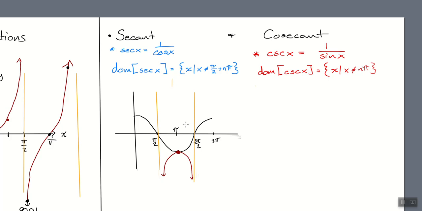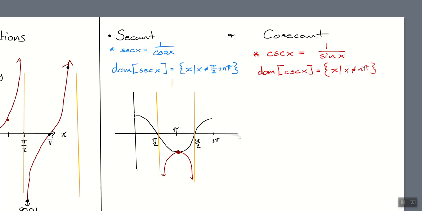90.1 is way closer, right? Ask 1 over cosine of 90.1 degrees. Was that 57 before? Negative 500 something. The closer I get, the bigger the absolute value is, right? The larger the number. As soon as I move past this asymptote, my x's become positive again. Between 0 and pi halves, they're positive.